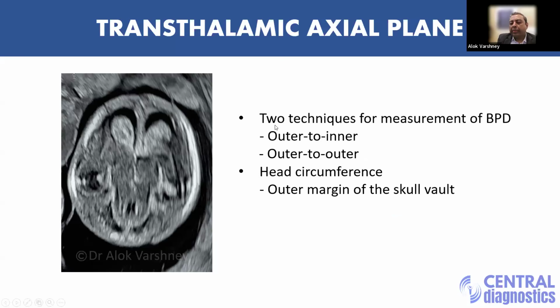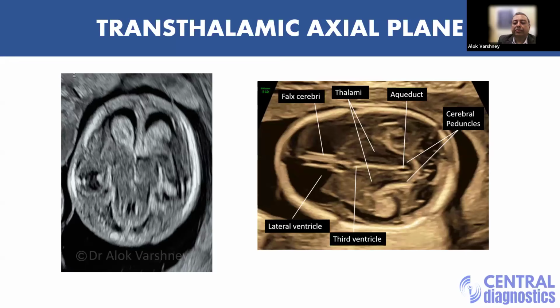Now, for biparietal diameter, there are two techniques of measurement. One is outer to inner, and second is outer to outer. Because the head size is small, sometimes outer to outer measurement is preferred, but make sure that you're using the correct nomogram if you're using outer to outer measurement for biparietal diameter. Now, head circumference is simple. We simply trace along the outer margin of the skull vault. You can use the ellipse cursor. You can use the trace cursor. Simply exclude the scalp, and trace along the outer margin, and that's when you're going to get head circumference.